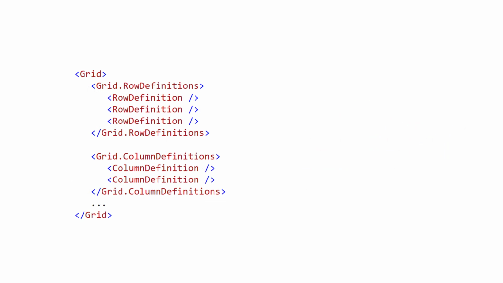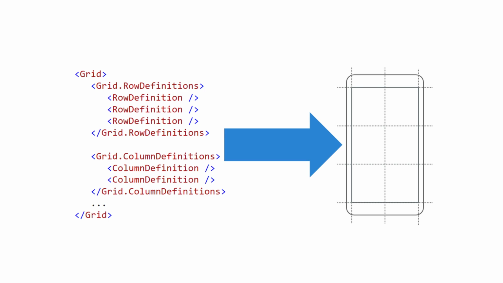Rows and columns both default to star size with a value of 1. If you create all your rows and columns using these defaults, you end up with just a uniform grid. All the rows will be the same height, and all the columns will be the same width.